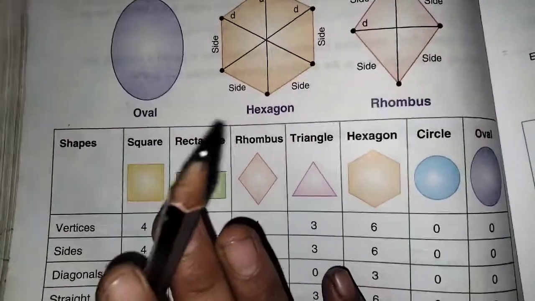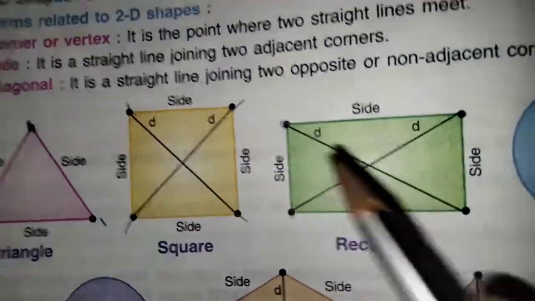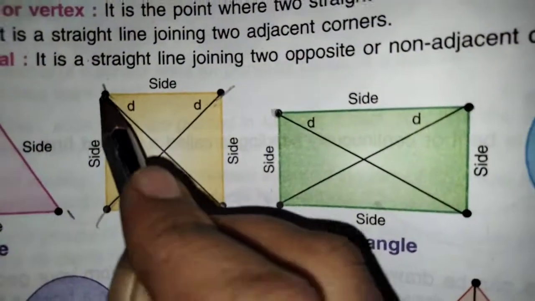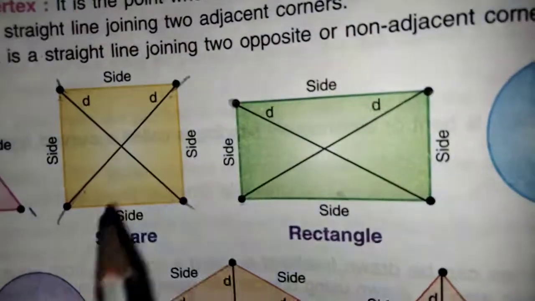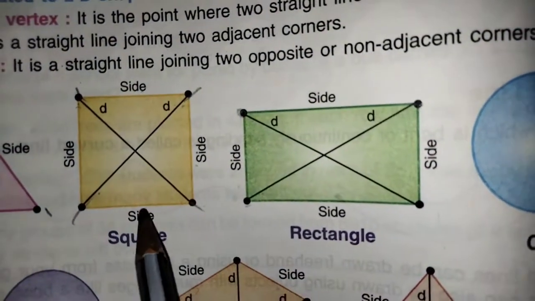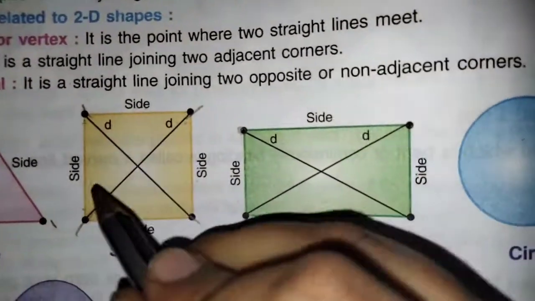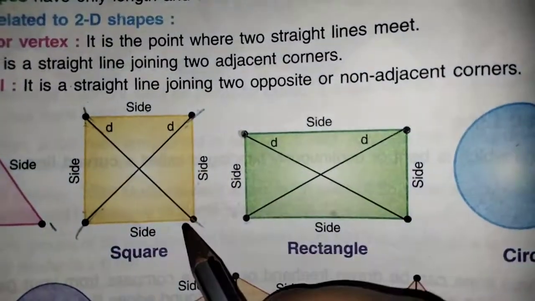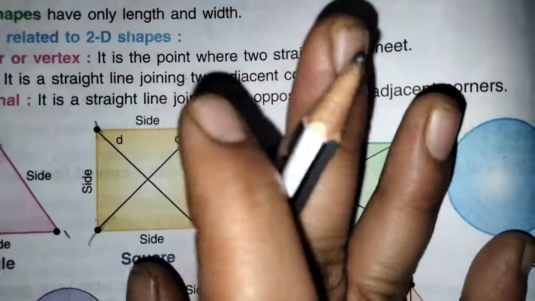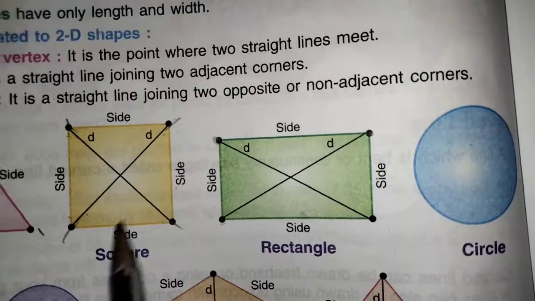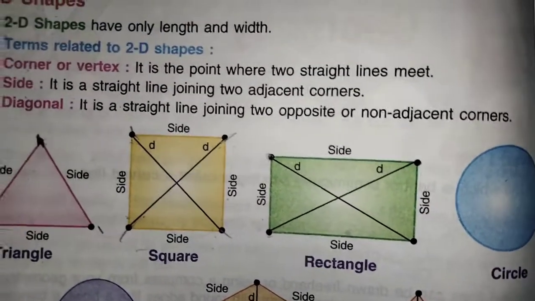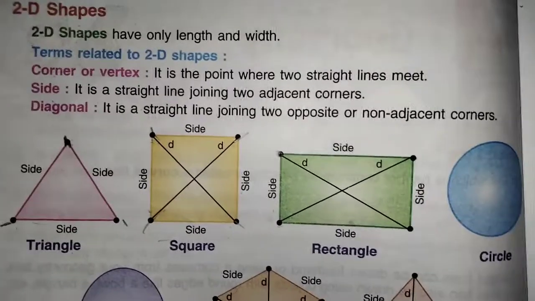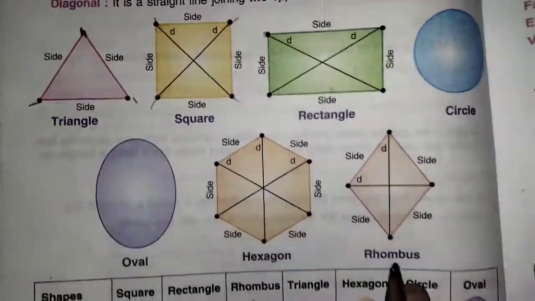Square. Now I will teach you about the square. Vertices means these points. It will have 4 vertices, 4 sides, 2 diagonals, and 4 straight lines. Here one straight line, here one straight line, here one straight line, here one straight line. The square will have all like this. I hope you understood, children.